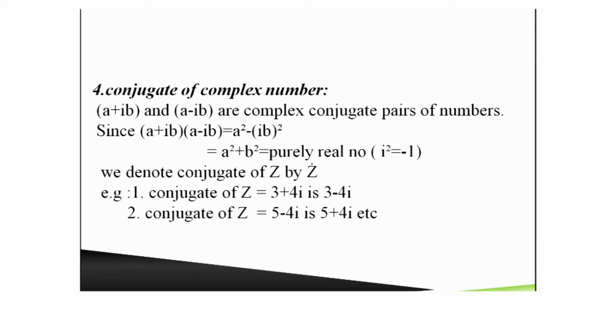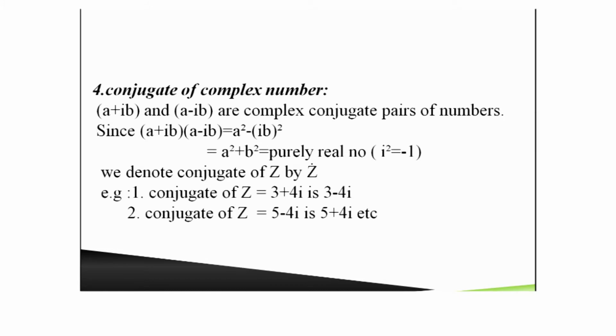Conjugation means, suppose we have a plus ib and another complex number a minus ib. Here a plus ib and a minus ib are called complex conjugate pairs of numbers. Why are those called complex conjugate pairs? Since when those numbers are multiplied with each other, we get a purely real number, those numbers are called complex conjugate pairs.